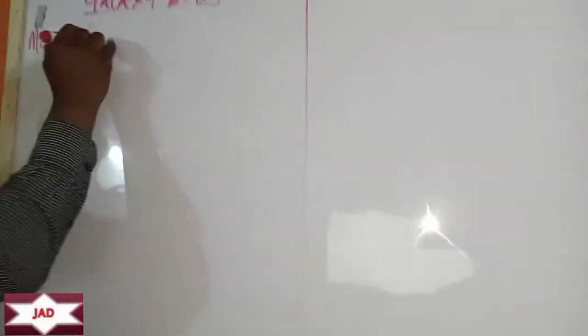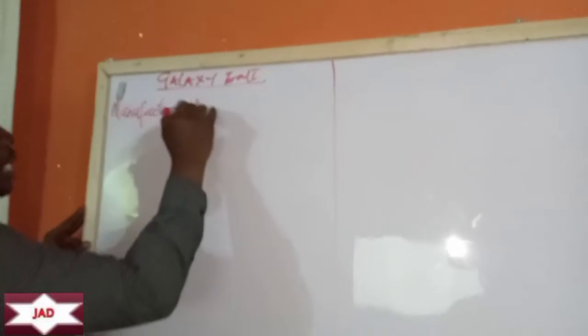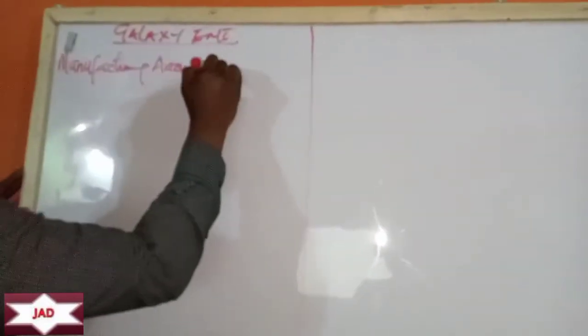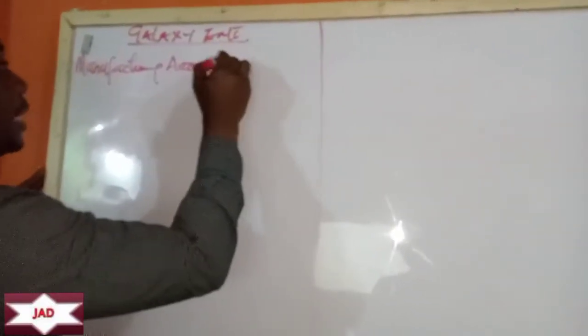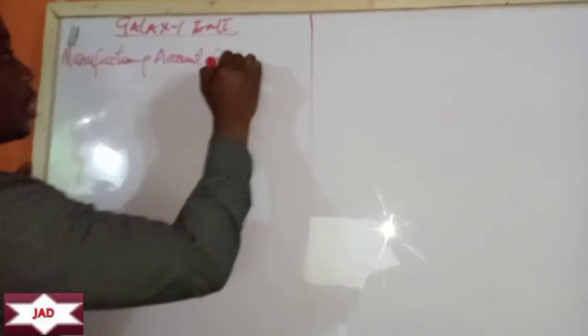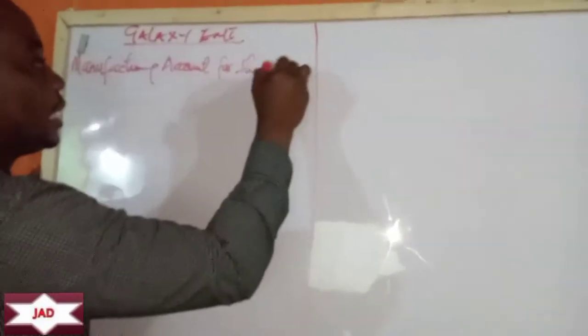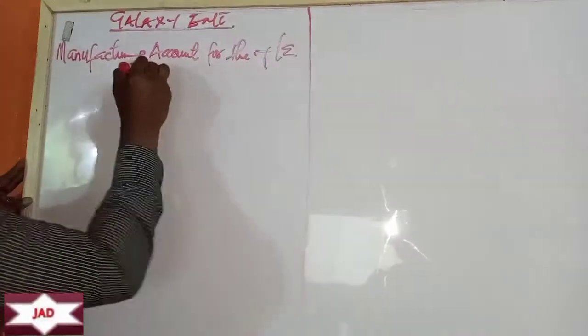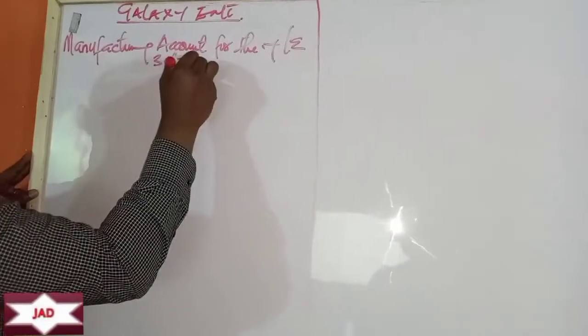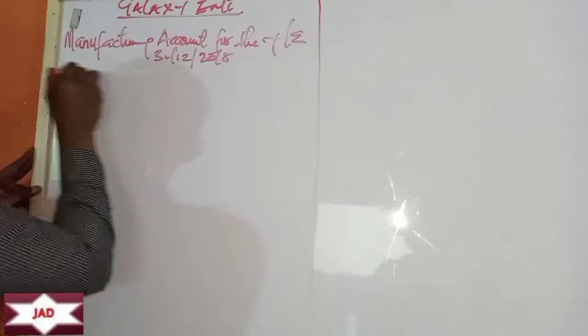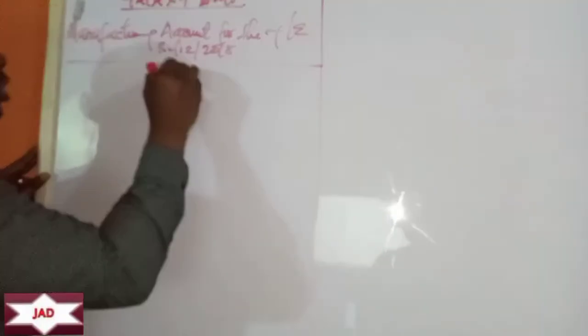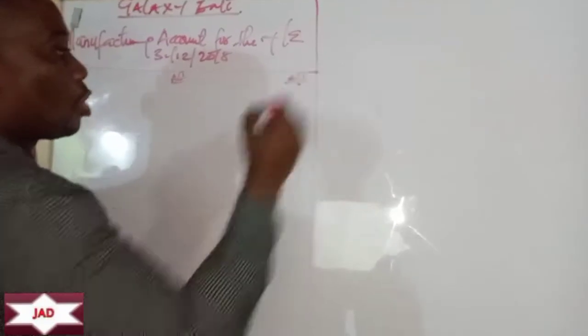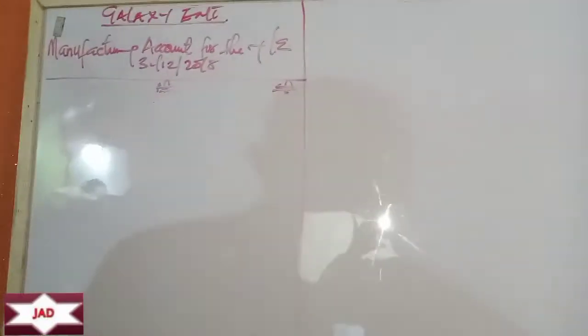Manufacturing account for the year ended 1st December 2018. Okay, so remember, what are we doing? We are trying to manufacture. So what are the things we need?